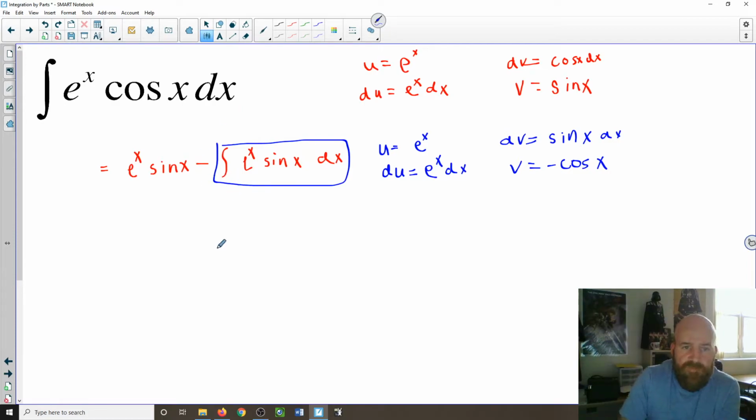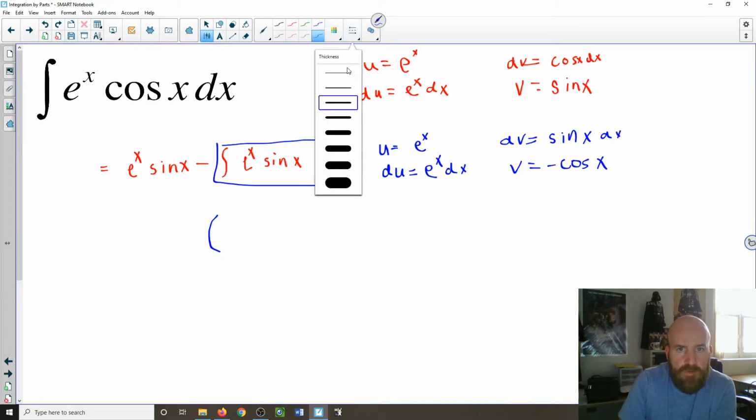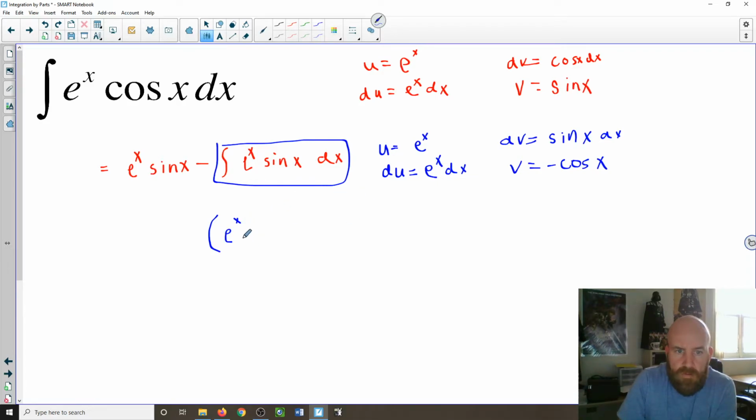So plugging into our formula, remember, if we're doing a second round, I'm going to put this in parentheses. So uv, so e to the x, times v, so that's a negative cosine x, minus the integral of v du, so we have a negative e to the x cosine x dx.